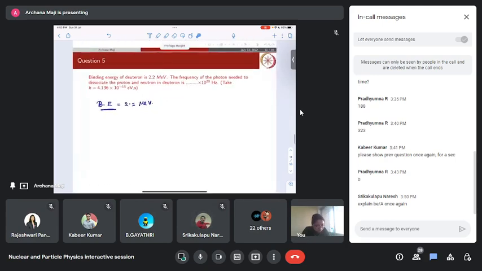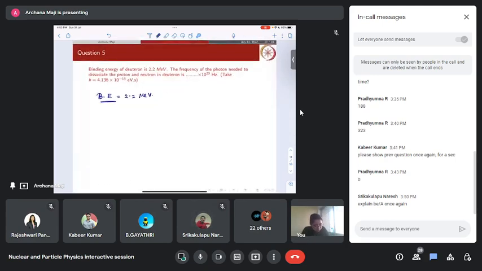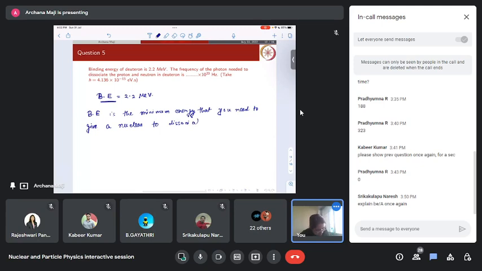Okay. So what I was explaining is that binding energy is the minimum energy that you need to give a nucleus to dissociate it into its constituents, right?